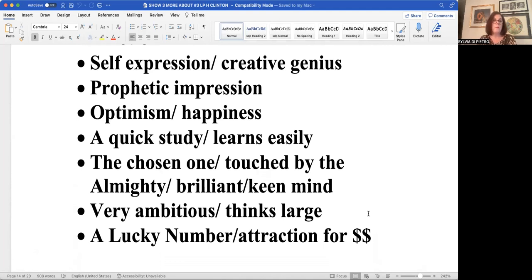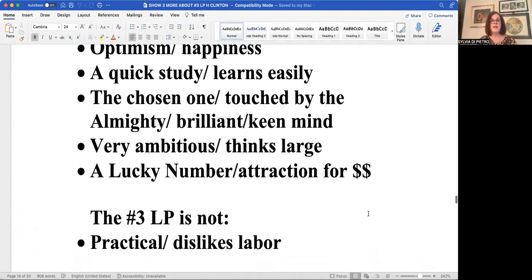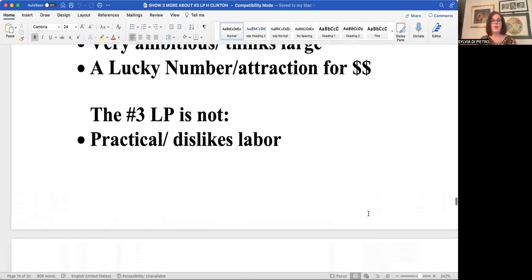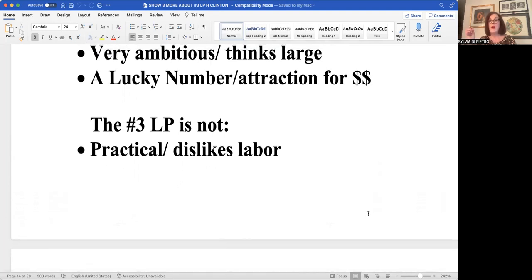It's almost like the number 2. The number 2 receives vibration. The number 3 pops right into the head. It's optimistic, it's happy, it learns very, very quickly, has a very keen, brilliant mind, ambitious. They think large, and as I mentioned before, they are money magnets. Now, are they practical? Not really. They have a tendency sometimes that they make a lot of money and they also spend a lot of money. They're very colorful people.